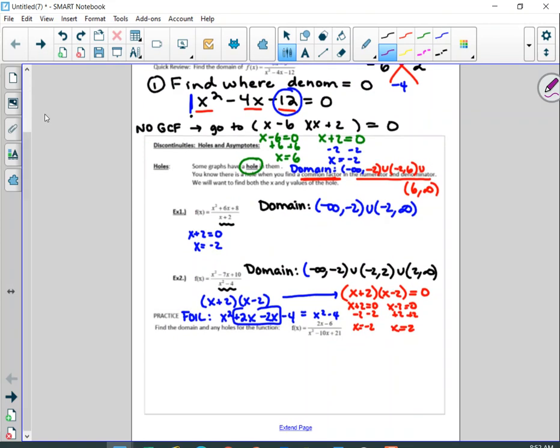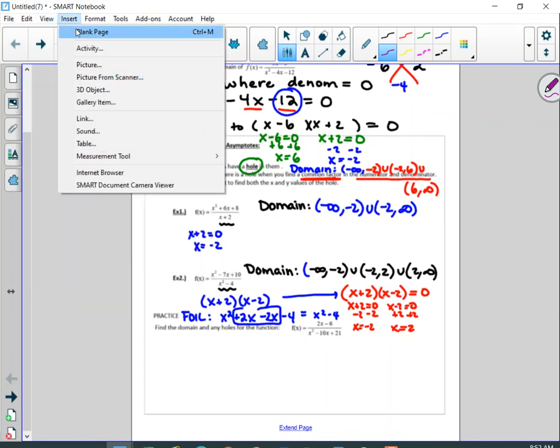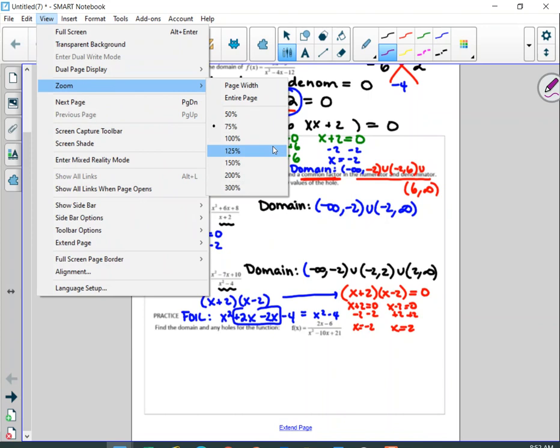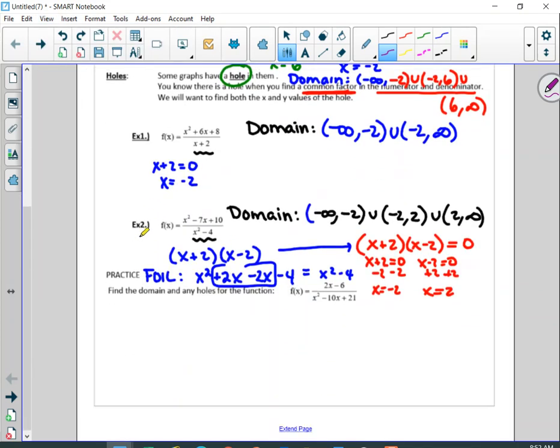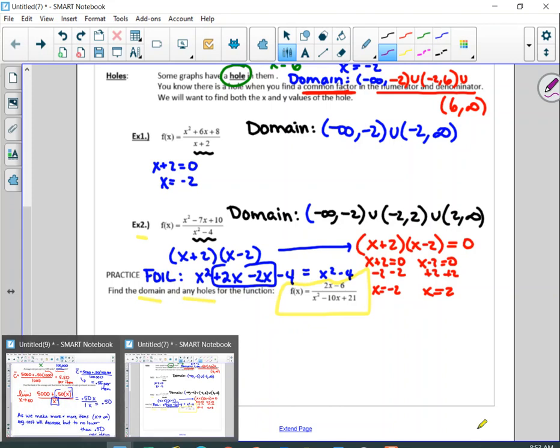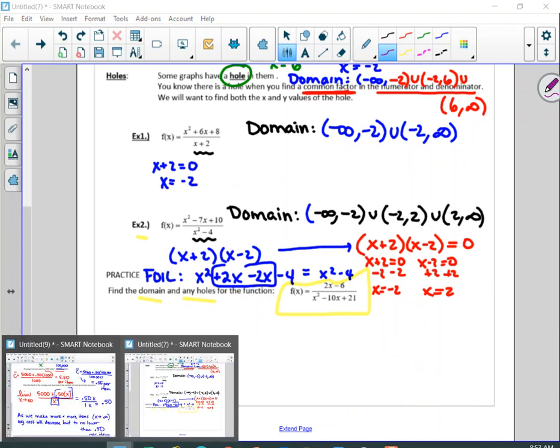All right. I want everybody to try the next two problems. Meaning, I want you to take example 2 and find the hole. And then I want you to take this one and write the domain and find a hole. I will rewrite that on another page so we have some space.